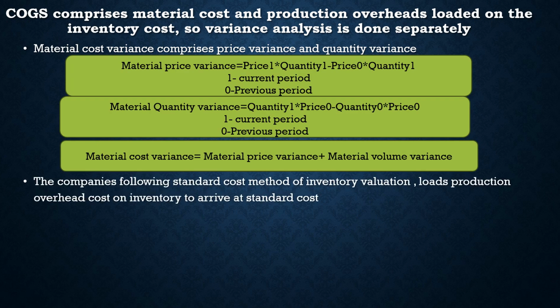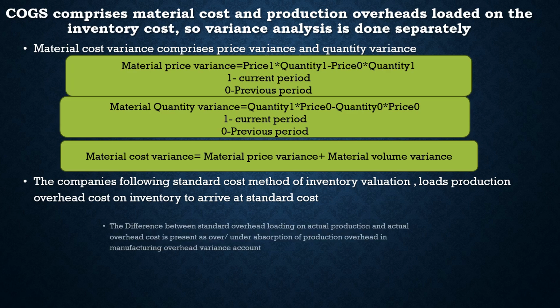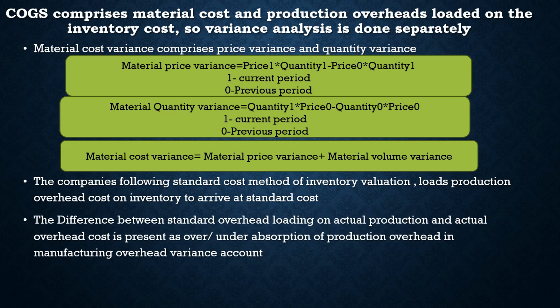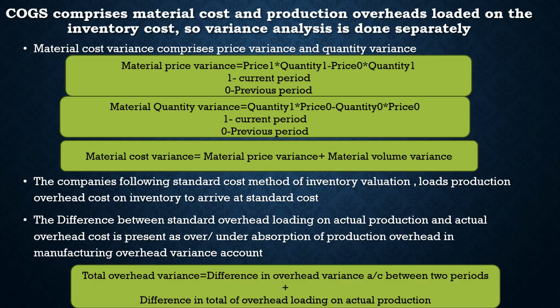A company following the standard cost method of inventory valuation loads production overhead cost on the inventory to arrive at the standard cost. The difference between standard overhead loading on actual production and actual overhead cost is presented as over/under absorption of production overhead in the manufacturing overhead variance account. Thus, total overhead variance equals the difference in the overhead variance account between the two periods plus the difference in total overhead loading on the actual production.